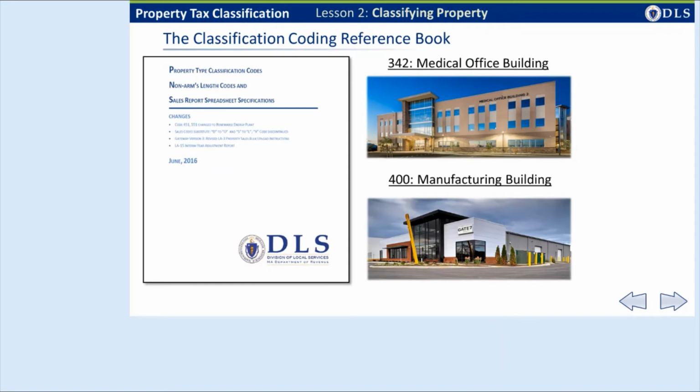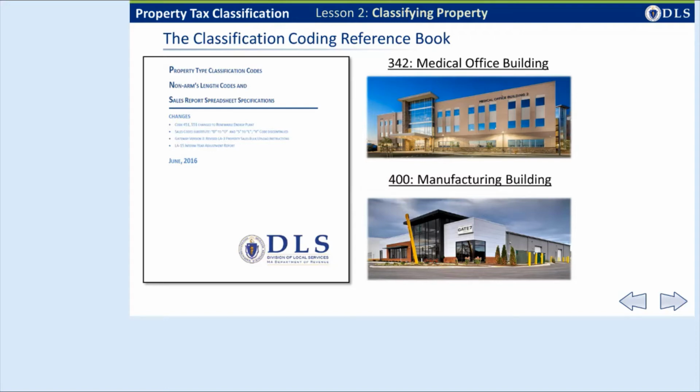Here are two more examples from the Property Type Classification Codes book. State Use Code 342 is used to identify a medical office building in the commercial class, and State Use Code 400 is used to identify a manufacturing building under the industrial class.